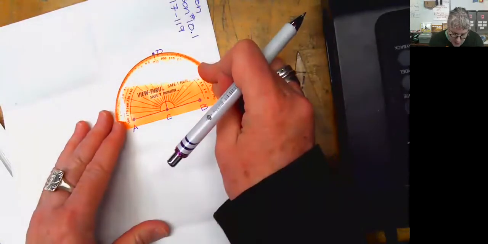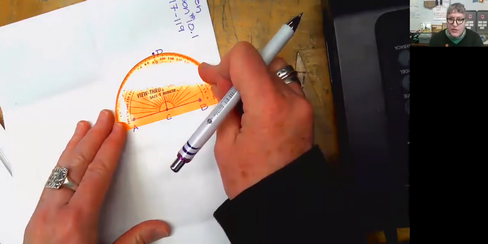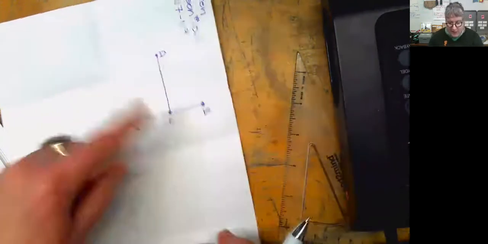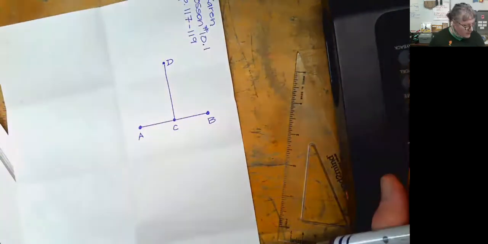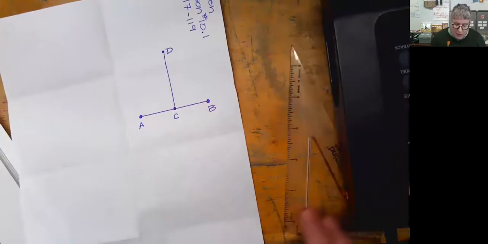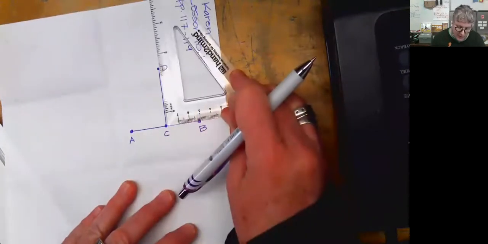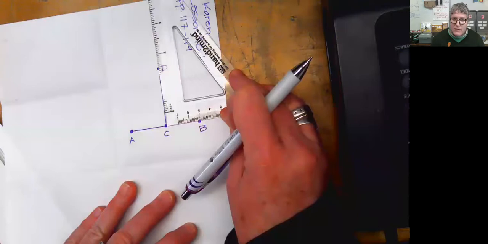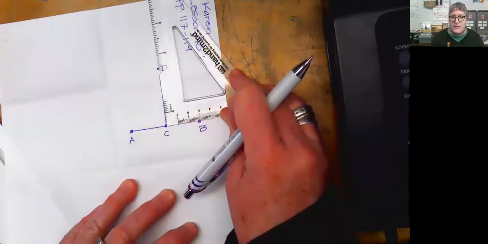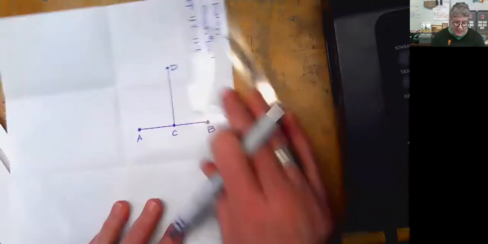protractor to do this, and you can measure it at 90, and that makes 2 right angles or perpendicular lines. Or you can use your drawing triangle. If your drawing triangle has a right angle, you can use that to also draw it in. It's up to you.